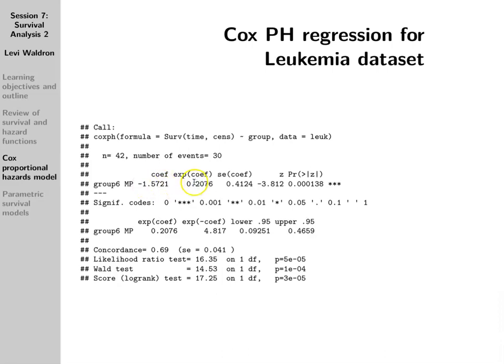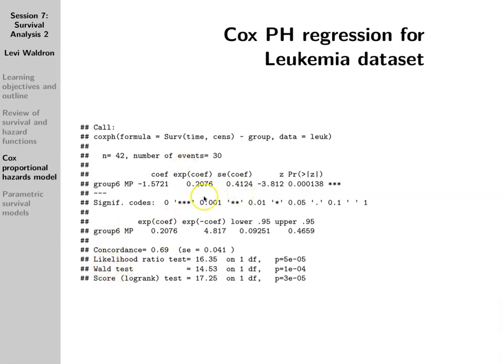So yes, actually this is the hazard ratio. It also shows us the exponent of the coefficient. So it shows us that the hazard ratio is 0.2, meaning that the hazard is only about 1/5 in the treatment group compared to the baseline reference or placebo group. Standard error is quite small. P-value is very small here, so we would reject the null hypothesis.